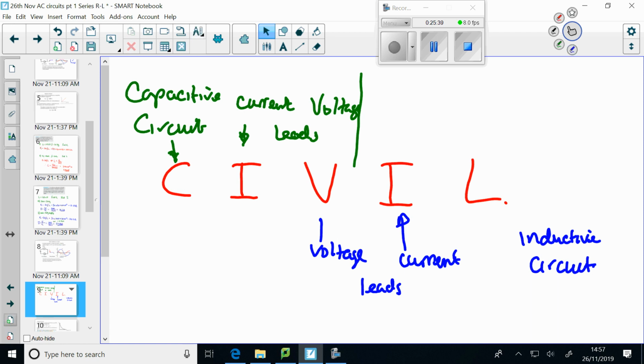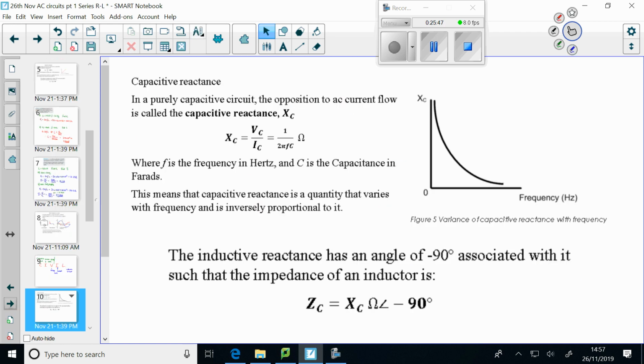Okay, so CIVIL's the word to use if you want to help you remember which way round they are. Right. So in capacitive circuits, current leads the voltage. Capacitive reactance. In a purely capacitive circuit, the opposition to AC flow is called the capacitive reactance, XC. XC can be derived from voltage across the capacitor divided by the current flowing, using Ohm's law, or it is 1 divided by 2 pi FC.